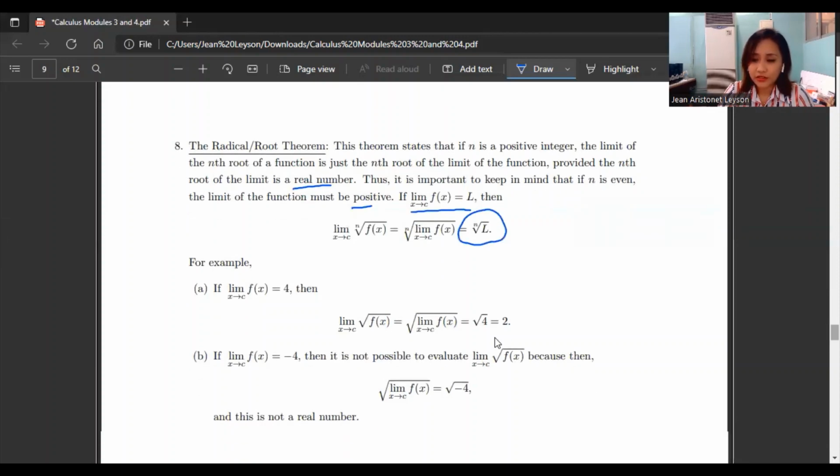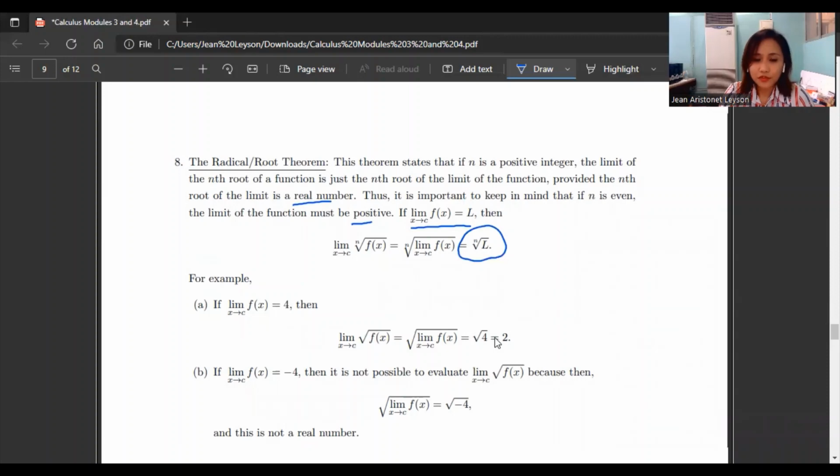So to better understand, let's have an example. Given that the limit of f of x as x approaches c is 4, then solving for the limit of the square root of the function, we know that L is 4. Extracting the root, that is 2, because the square root of 4 is 2.